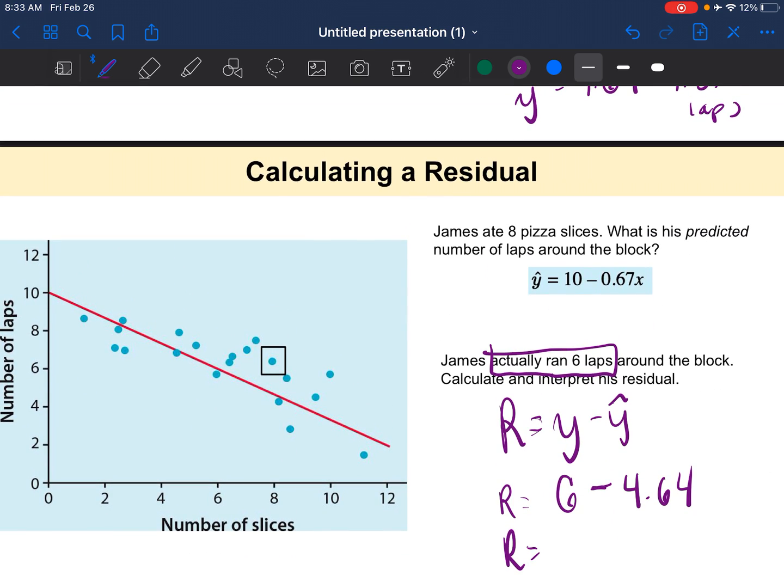So my residual is 6 minus 4.64, which is 1.36. It's going to be positive. So I calculated it. And when I interpret it, I just know that, because I'm looking at number of laps, James ran 1.36 more laps than predicted.